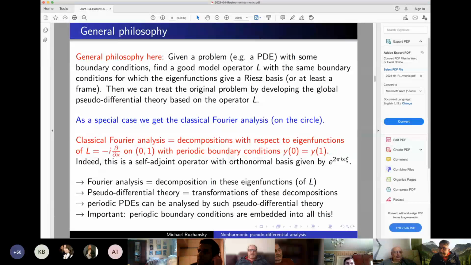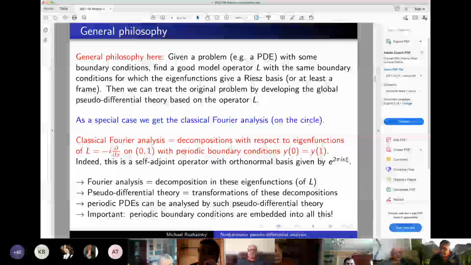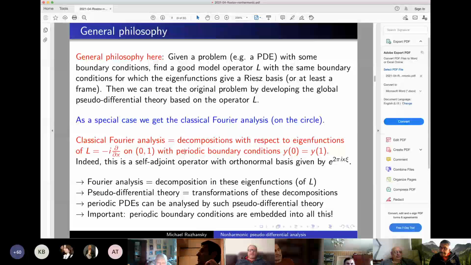But here I suggest a different approach. Suppose we have some manifold with some complicated boundary conditions. What I say is that let us develop a pseudo-differential theory which is not based on the classical Fourier analysis, but which is based on these particular settings that we have. If you have boundary conditions which are different from the usual ones, then why should we use the classical Fourier analysis? Maybe we should develop a version of Fourier analysis which is adapted well to these boundary conditions.